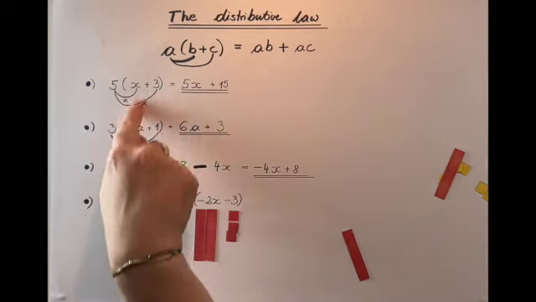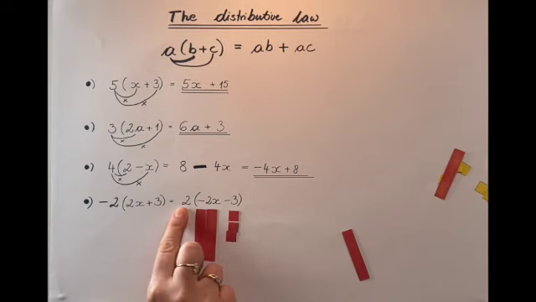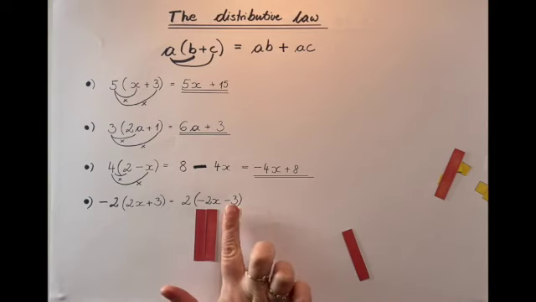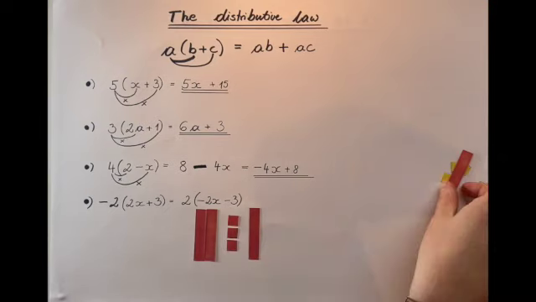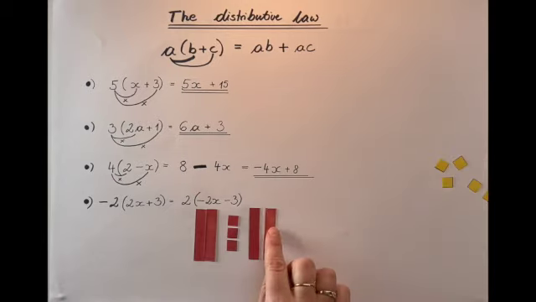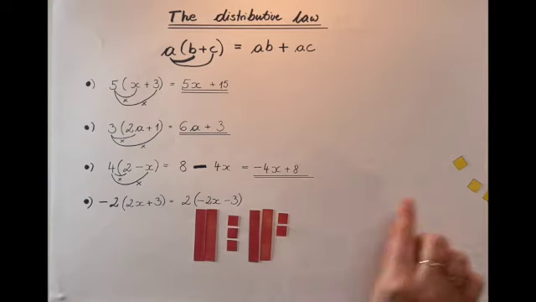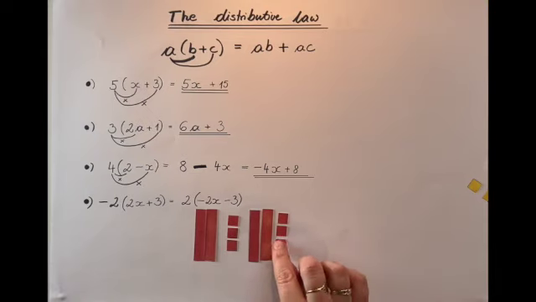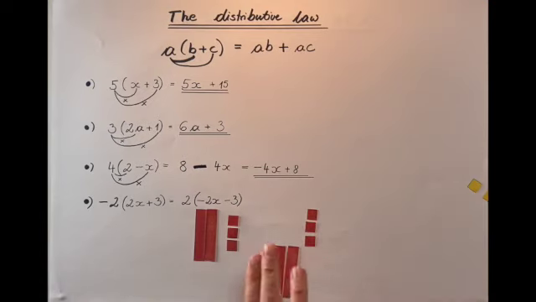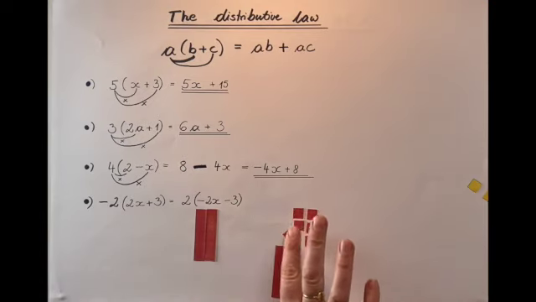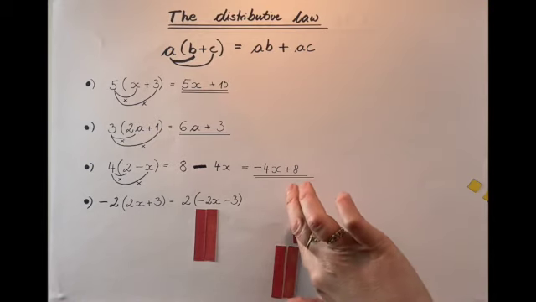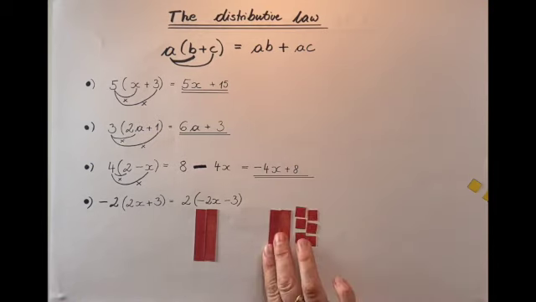And now it's the same as we did here. We need to get 2 lots of our bracket. So we have another negative 2x. We have another 2 negative x. And we have another 3 negative units here. And now we're going to simplify our expression by collecting our like terms.